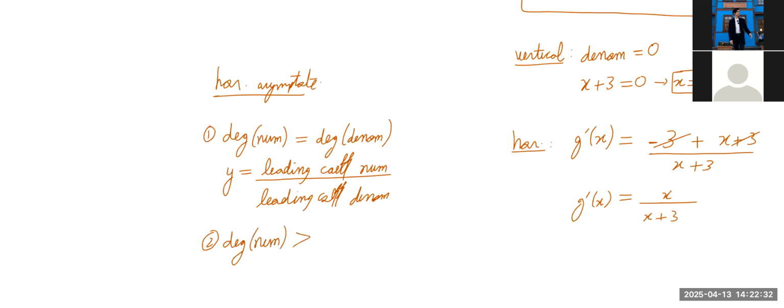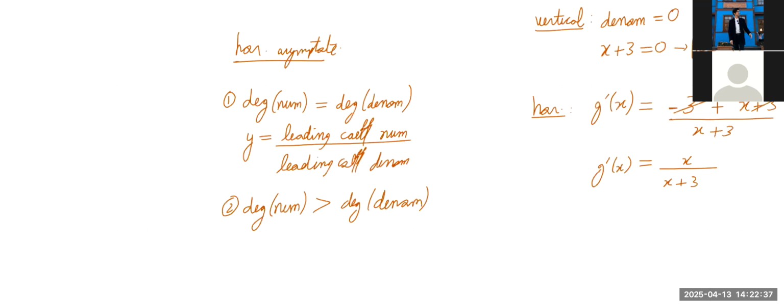The second case is if the degree of the numerator is more than the degree of the denominator, meaning the top is a cube and the bottom is a linear, or the top is a quadratic and the bottom is a linear. If the top is heavier, basically. For example, x cubed plus 2x over x squared plus 4. This is top heavy. What happens in this case is there is no horizontal asymptote. So the graph just goes up to infinity or down to minus infinity. It never stabilizes anywhere.